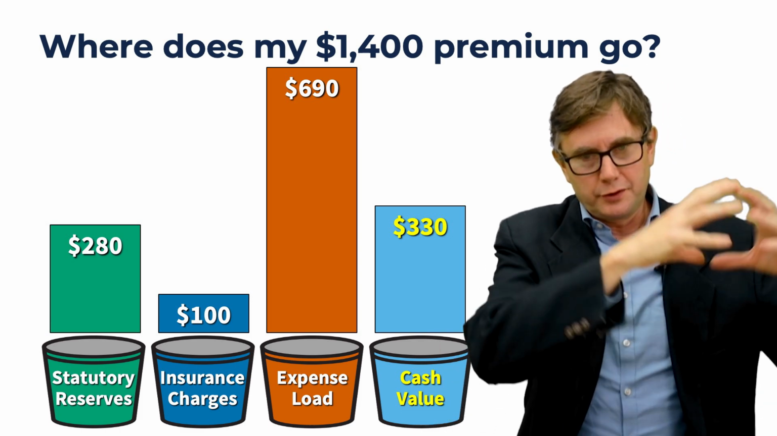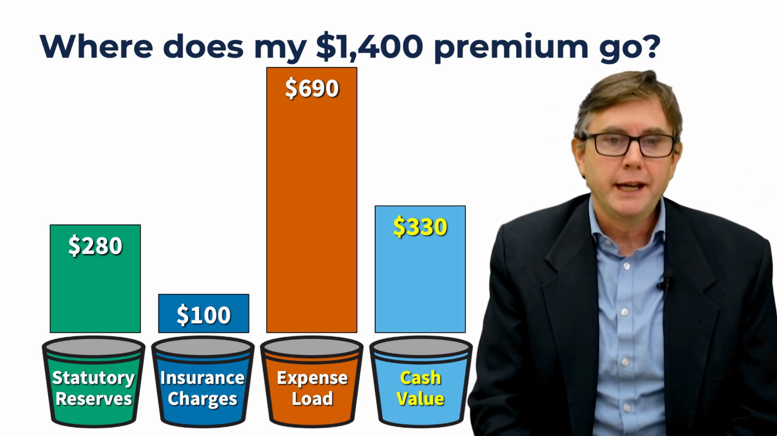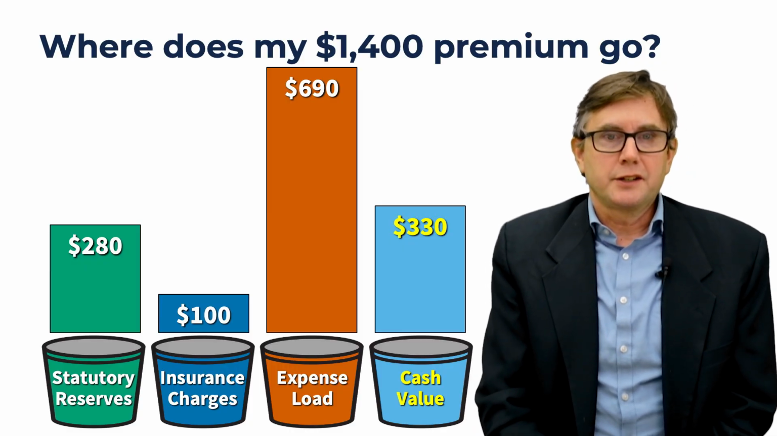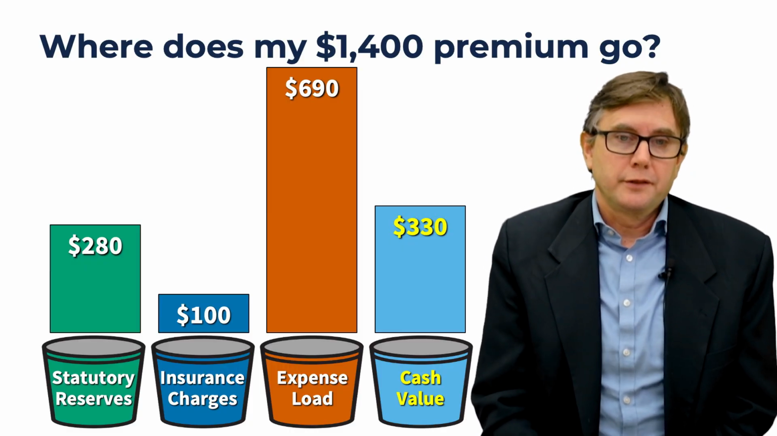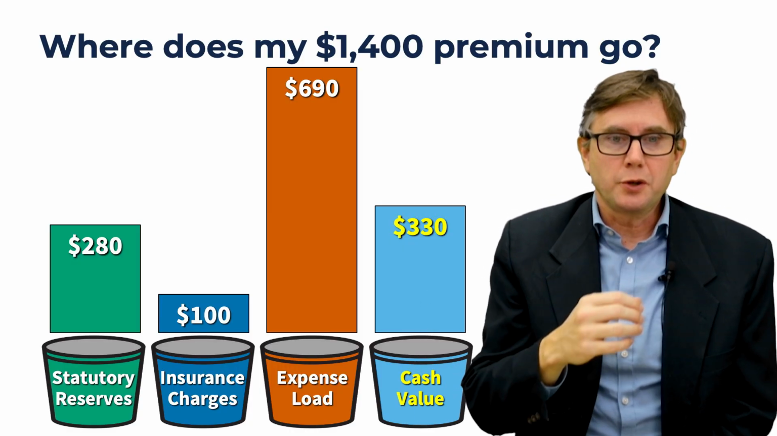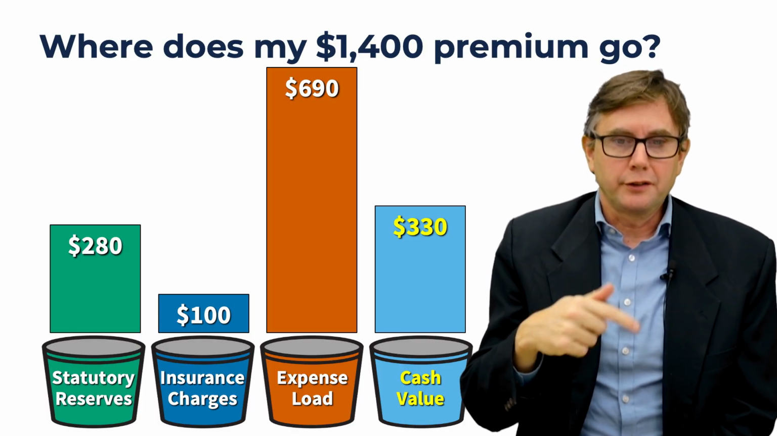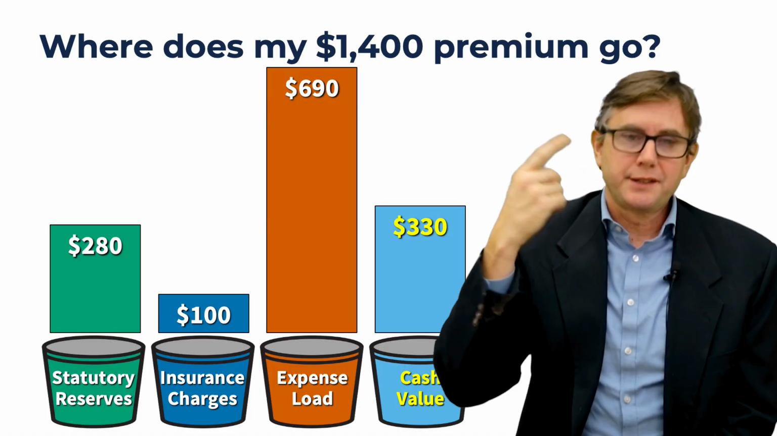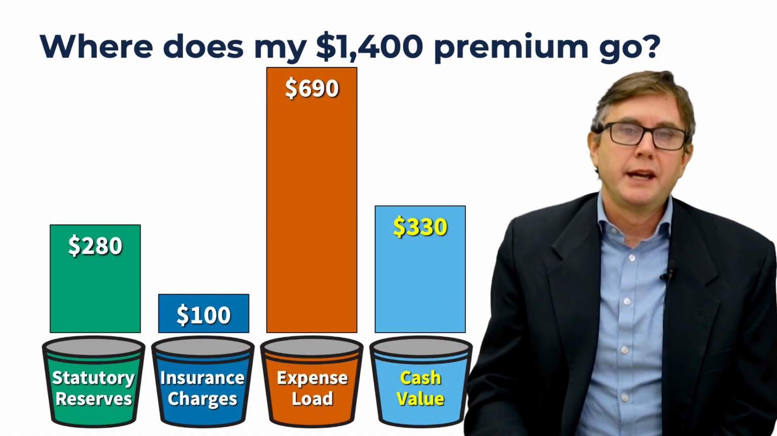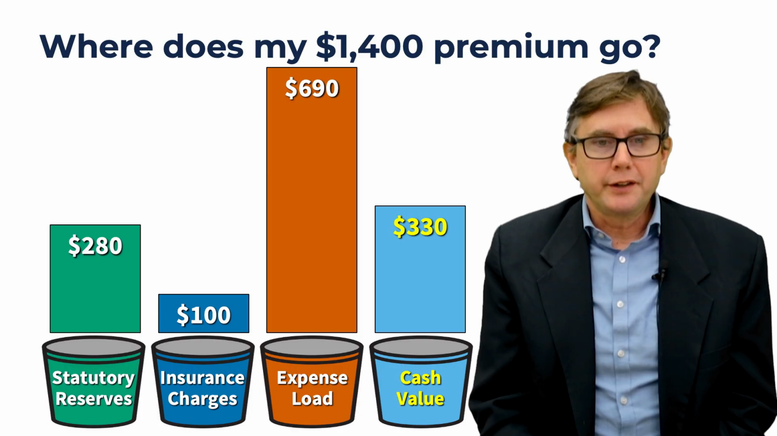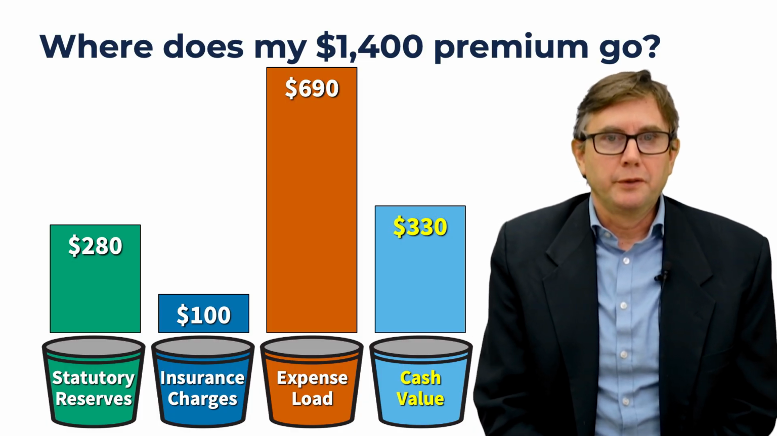$280 goes into the insurance company general reserve account. $100 gets set aside for mortality risk and underwriting. $690 gets paid out, and very well may have gone a lot of that to a commission to the agent that sold it. Some of it very well could just be paying the administrative piece if you bought it online. It's kind of built into the app and the brokerage and all those costs. And then what's left does go into the cash value. So we'll kind of stop there on this video, and we'll talk a little more about cash value here in just a minute.